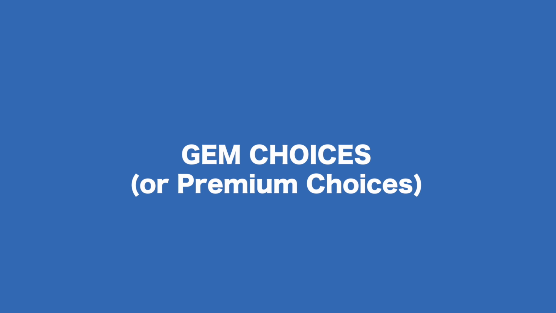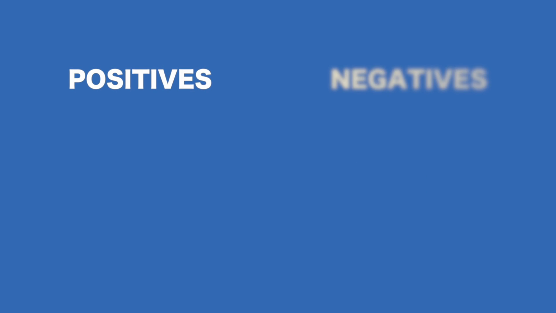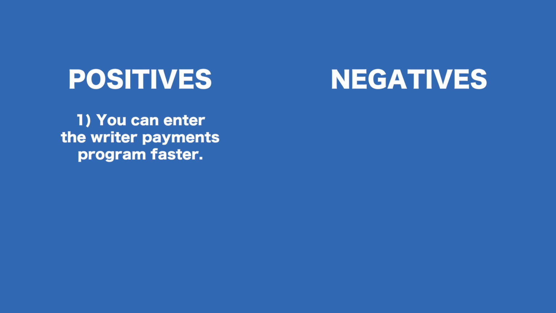Now, before I go any further, it is important to note that just because this feature is available doesn't mean you should use it. Having gem choices in your story comes with both positive and negative repercussions. The positives are: 1. You can enter the Writer Payments program faster. In order to enter the Writer Payments program, you have to have at least 500,000 reads in the past 60 days. But if you include gem choices, that threshold is lowered to just 100,000 reads. 2. You get more money. If your stories are earning through the Writer Payments program, you get a 25% bonus on any chapter that includes gem choices.